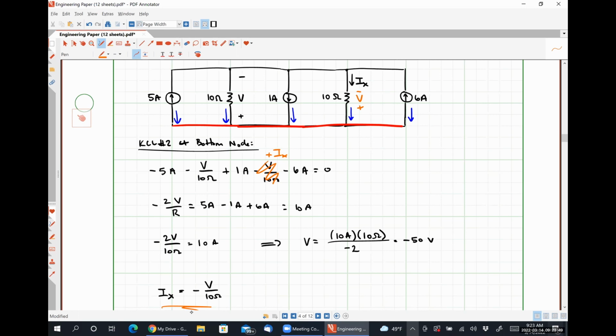Positive polarity on bottom. Yes, that's starting entirely from what Mr. Stubblefield suggested at the beginning. We assumed positive polarity was on bottom, and so that's why we went that way. If we had assumed the positive polarity was on top, then it would be positive V over 10 ohms. Absolutely right.